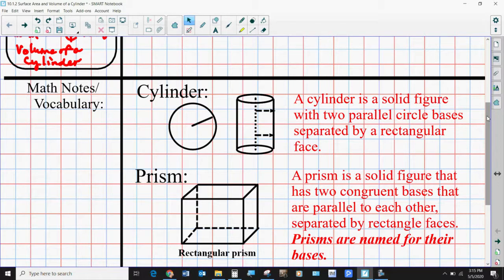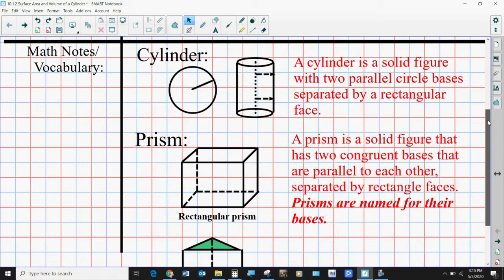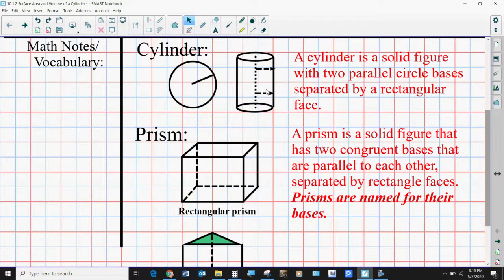How does that compare to a prism? Well, the fact that you've got two parallel bases separated by rectangular faces, that's the definition of a prism. So a prism is a solid figure that has two congruent bases that are parallel to each other, just like with the cylinder. But in the case of the cylinder, they're circle bases. In the case of the prism, they're any type of polygon. And these are separated by the rectangular faces, the lateral faces that wrap around the prism. So this would be a base on the top.